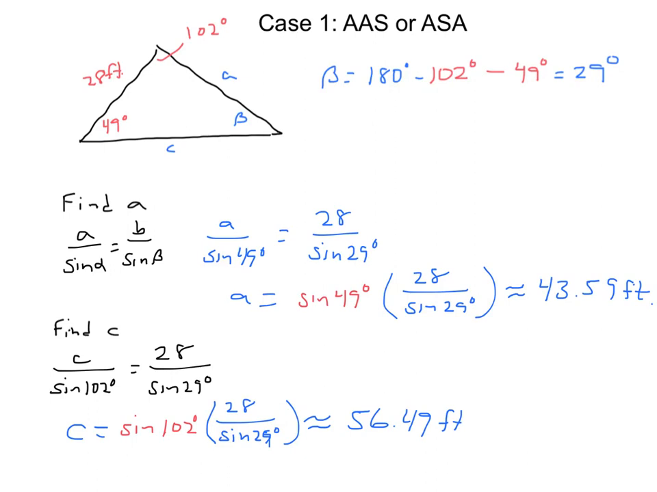So with this, what I've done now is I've solved this triangle. I found all the missing information. I found that angle beta was 29 degrees. I found that A was about equal to 43.59 feet. And side C is about equal to 56.49 feet.